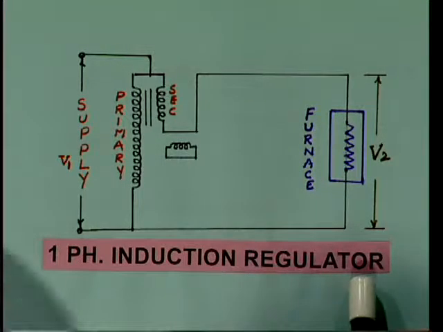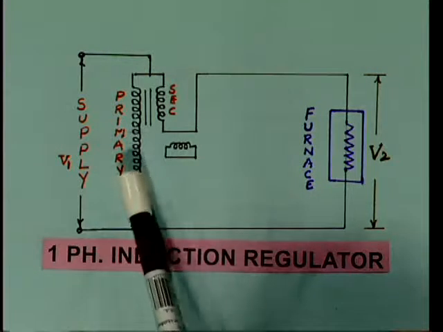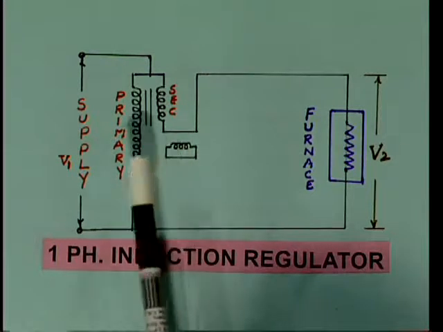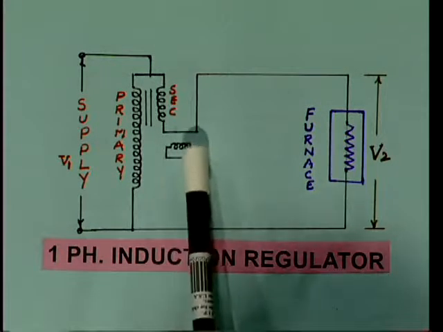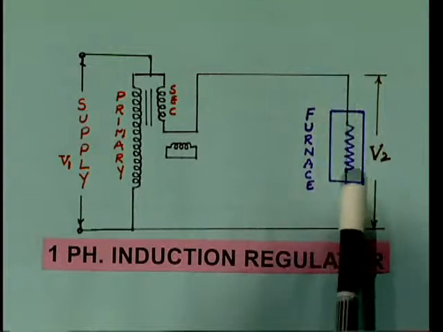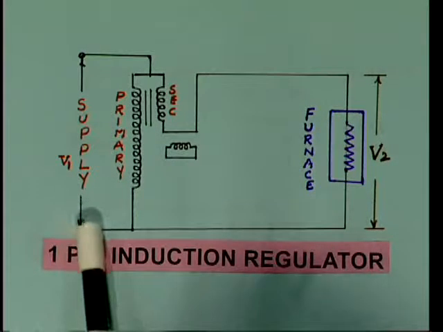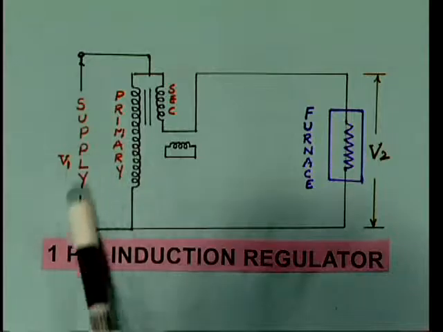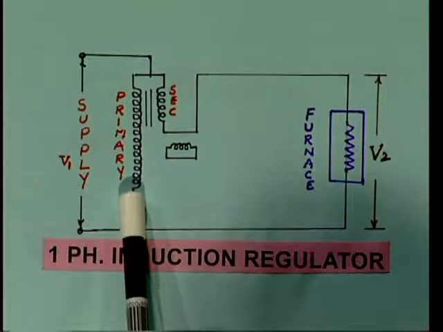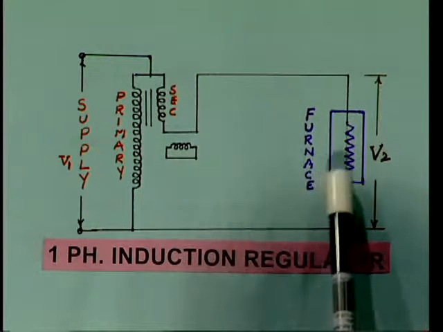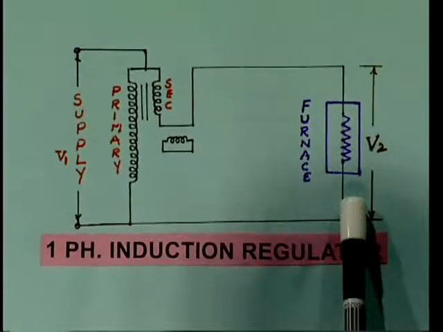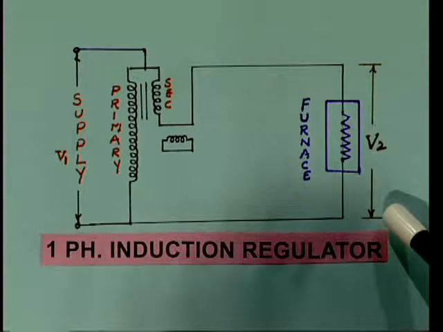Other than the auto transformer, you can also connect an induction regulator in series with the resistance element. This is a single phase induction regulator. It is a regulator having a primary winding, a secondary winding and a compensating winding, and the secondary winding is connected in series with the furnace. The supply voltage V1 volts is given to the primary, whereas the secondary is connected in series with the furnace. The output voltage is V2.